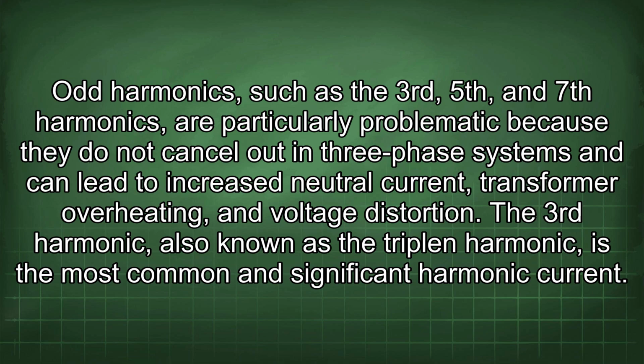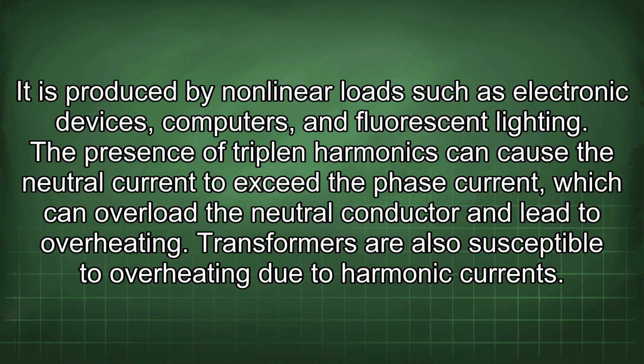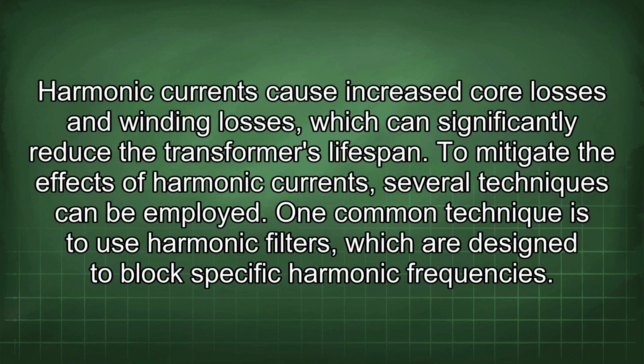The 3rd harmonic, also known as the triplen harmonic, is the most common and significant harmonic current. It is produced by nonlinear loads such as electronic devices, computers, and fluorescent lighting. The presence of triplen harmonics can cause the neutral current to exceed the phase current, which can overload the neutral conductor and lead to overheating. Transformers are also susceptible to overheating due to harmonic currents. Harmonic currents cause increased core losses and winding losses, which can significantly reduce the transformer's lifespan.